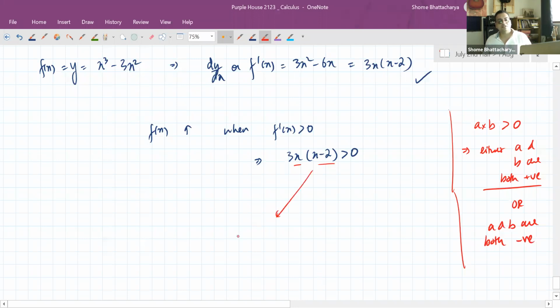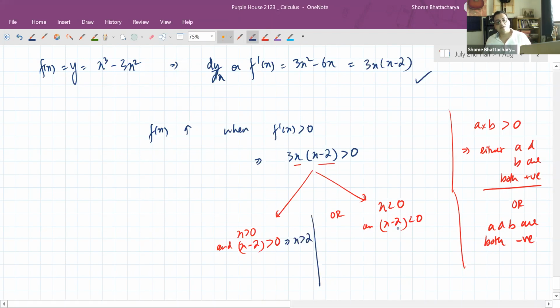So either it means that x is greater than 0 and x minus 2 is greater than 0, or it means that x is less than 0 and x minus 2 is less than 0. So x minus 2 is greater than 0 means what? x is greater than 2. And x minus 2 is less than 0 means what? x is less than 2. So the condition that x is less than 0 and also less than 2 basically means what? x is less than 0. That is when both these quantities are negative.